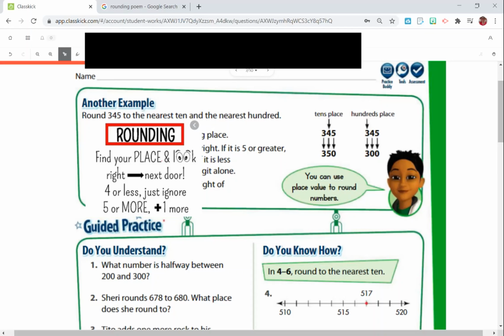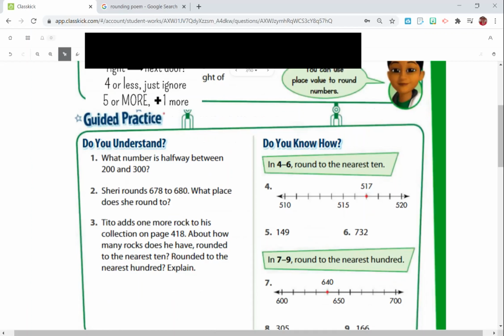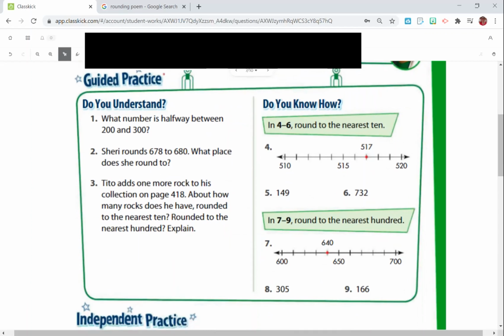find the 4 and look next door. If it's 4 or less, we don't change the tens place. If it's 5 or more, we add 1 more, and it is a 5, so we added 1 to get 350. Let's look at the guided practice.